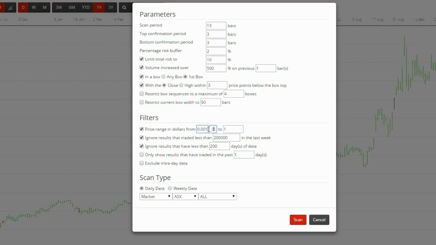If you choose to ignore results that have traded more than X in the last week, you are probably choosing to not look at charts that don't have much liquidity. This figure would change in a bull or a bear market.